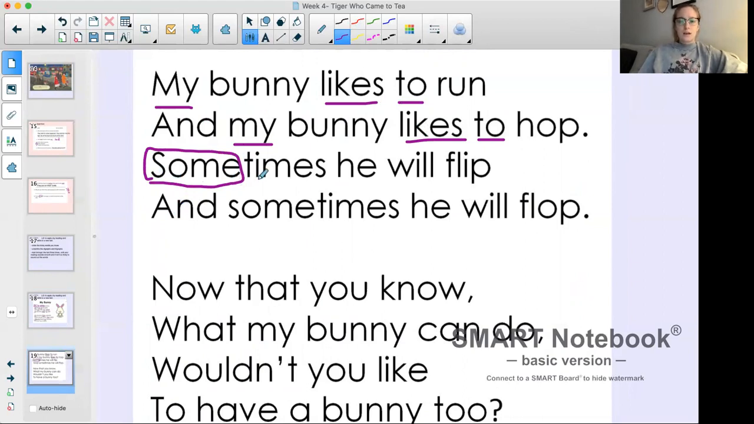Some, sometimes. Oh, that's a long one. Can you have a go at reading that with me? My turn. Sometimes. Your turn. Fantastic. Now we'll try to remember that word.